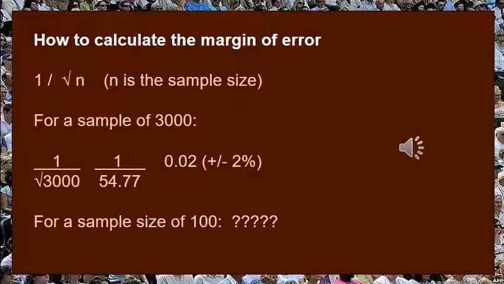If you want to calculate it as an exercise for a sample size of 100, you will do the following. 1 divided by the square root of 100. This is 1 divided by 10. The square root of 100 is 10. 1 divided by 10 gives you 0.1, which is 10%. So the margin of error for a sample size of 100 will be plus or minus 10%. So you see here, you have a much smaller sample with 100, you have a much bigger margin of error.